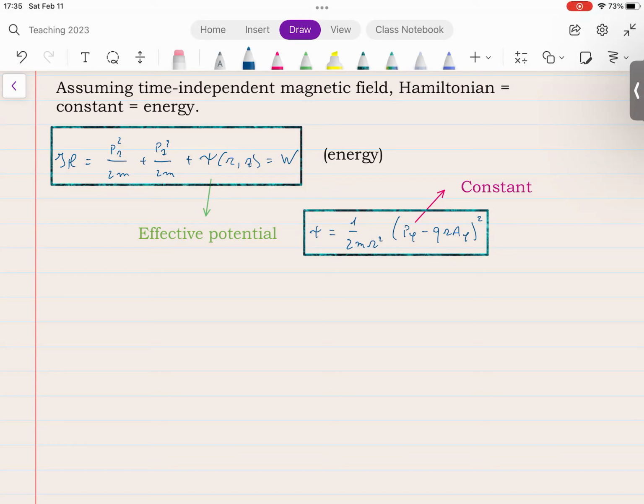Because if psi was larger than W, I would need the other two terms in my Hamiltonian to be less than 0, but they're both positive definite. And therefore, I can't move out of that region. So this is, in fact, a type of motion that you're most likely pretty familiar with. It's a two-dimensional motion of a particle in some type of effective potential, which is also two-dimensional. That means the whole motion is two-dimensional.